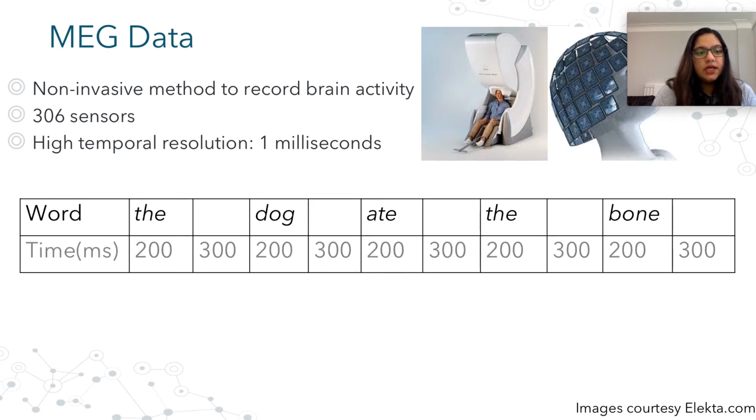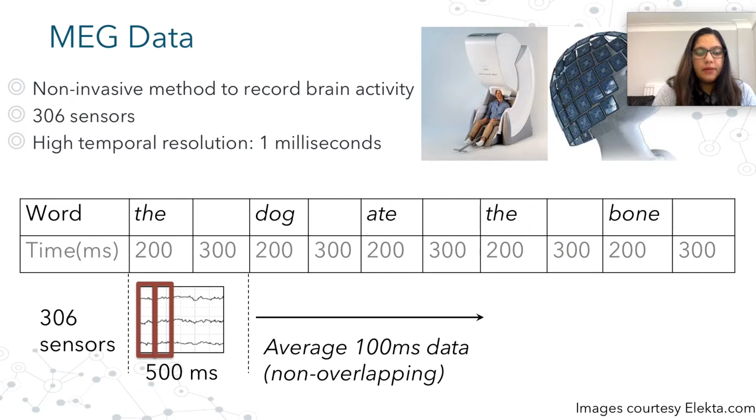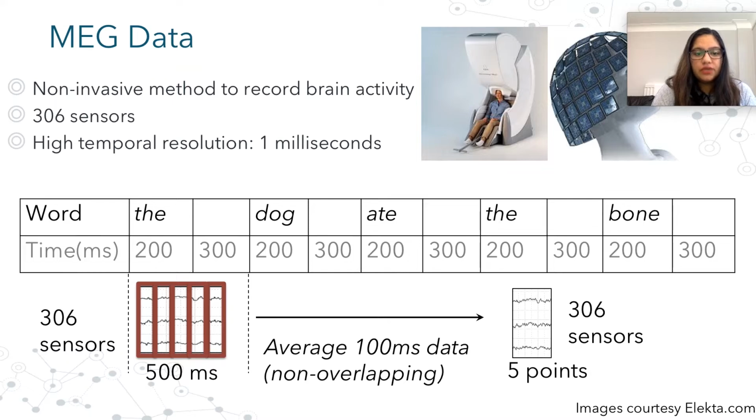In our study, we provide the input sentence word by word to the user on a screen. Each word is shown to the user for 200 milliseconds, followed by a 300 millisecond gap. Brain activity is captured over all 306 sensors for this 500 millisecond time duration. We post-process the data by averaging 100 millisecond data in non-overlapping windows to produce a 306 by 5 size data matrix for each word.